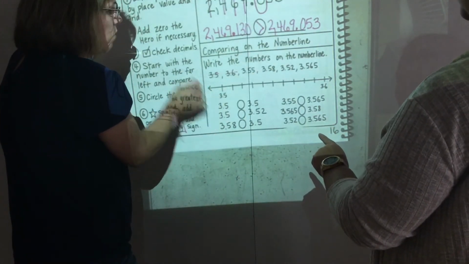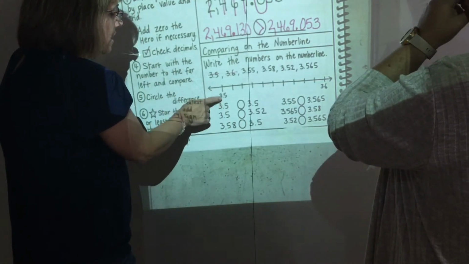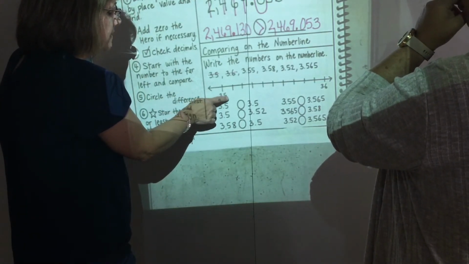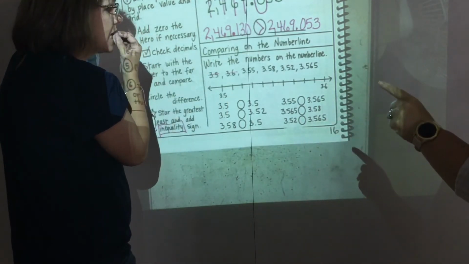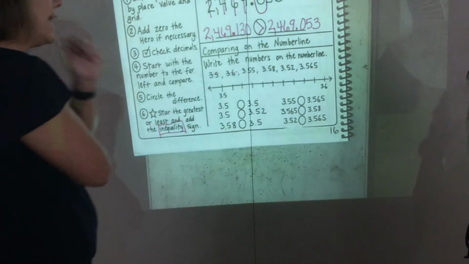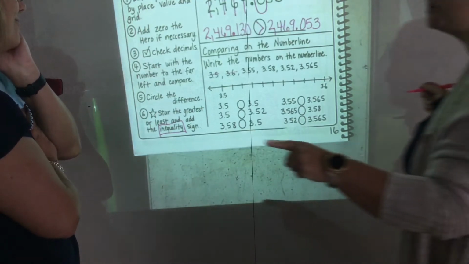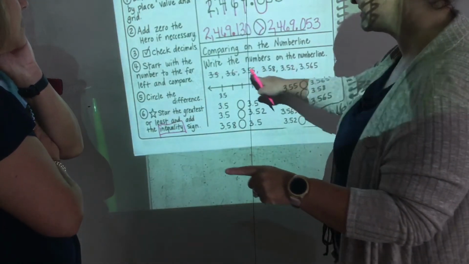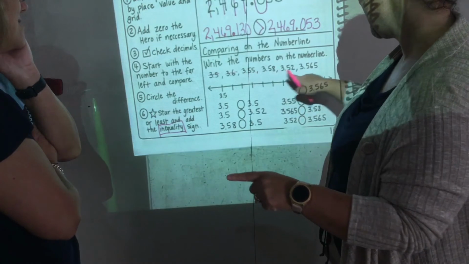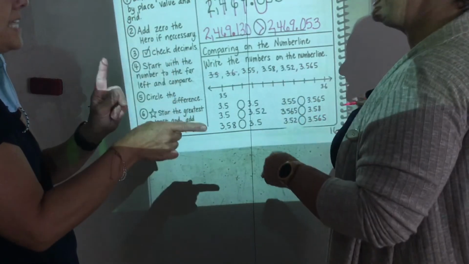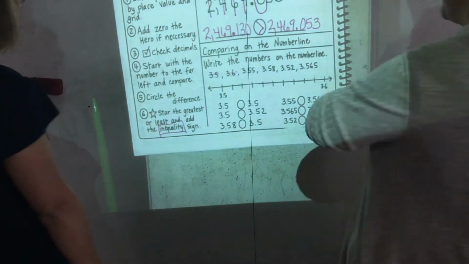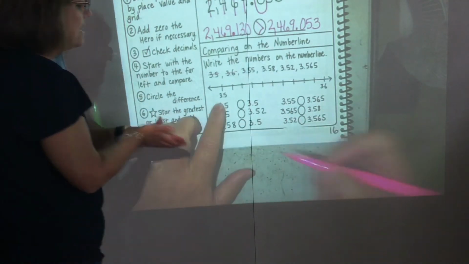But wait a minute. You know what? I just thought about an easy way. I think that we could add those zero heroes. Because look, we're going to tenths and we're going to thousandths. Oh, so we need to make them look the same. We can make them look the same. So let's make them look the same.